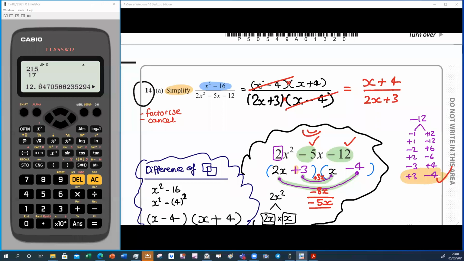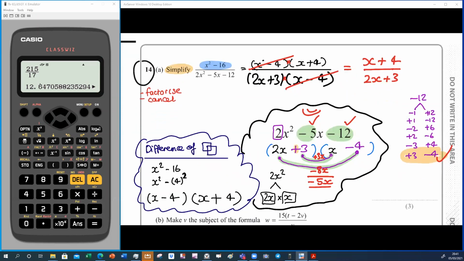You can leave the brackets in there. It won't be seen as wrong mathematically, but it'd be, I would say, slightly amateur night. So you want to show the examiner that you're a professional mathematician. So x plus 4 is the way to go.